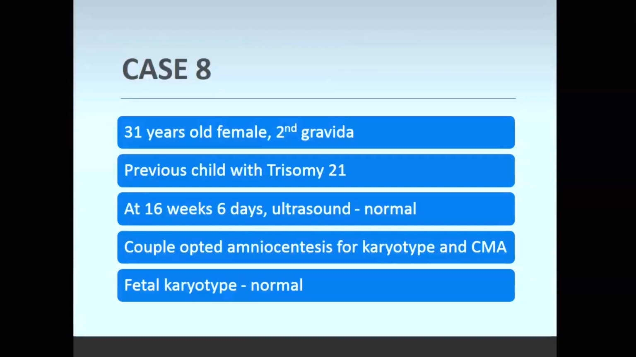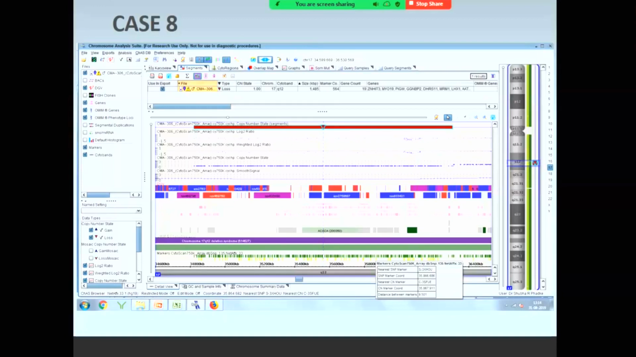So another case, this is a second gravid female. They had come because their previous child was having trisomy 21. At 16 weeks, the ultrasound was normal and they opted for karyotype and CMA. Fetal karyotype was also normal. But in microarray, there is a deletion on chromosome 17. Here you can see this red line. Red indicates deletion, blue indicates duplication. So this is a small deletion, and the size of deletion is around 1 MB.